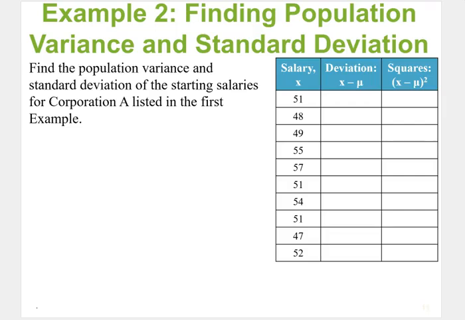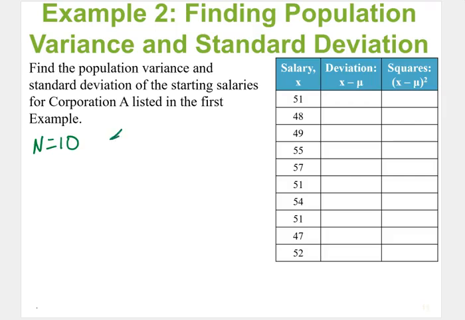All right, so in this example, I've given you that starting salary data set for one of those, that's corporation A, and I would like you to find the population variance and the standard deviation of those starting salaries. I've made this little chart to help you get your work organized, and it will take you a while. A lot of this work is very tedious if you do it by hand, which is why people usually use technology to find those things. So I'll just get you started on it, and then I will show you the completed chart.